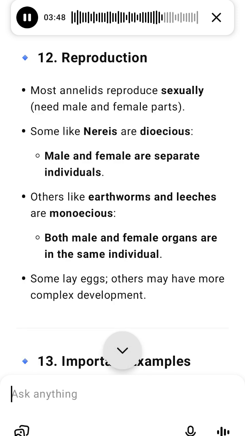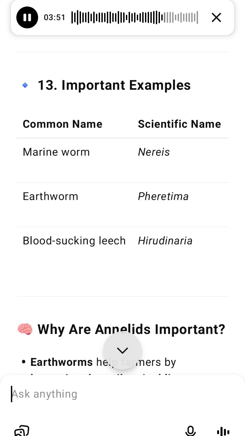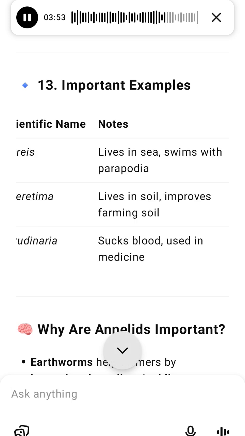Final summary chart, super simple. Feature: Annelida description. Symmetry: left and right, same. Habitat: water and land. Body type: long, ringed, segmented body. Organs: yes, organ systems like blood, brain, kidneys.